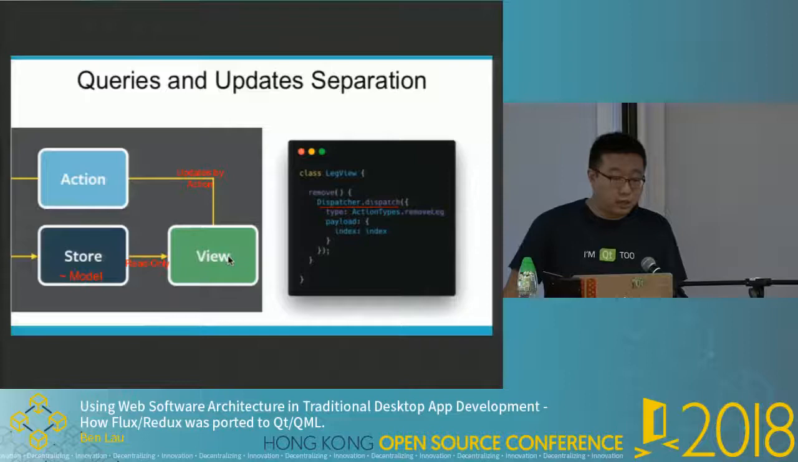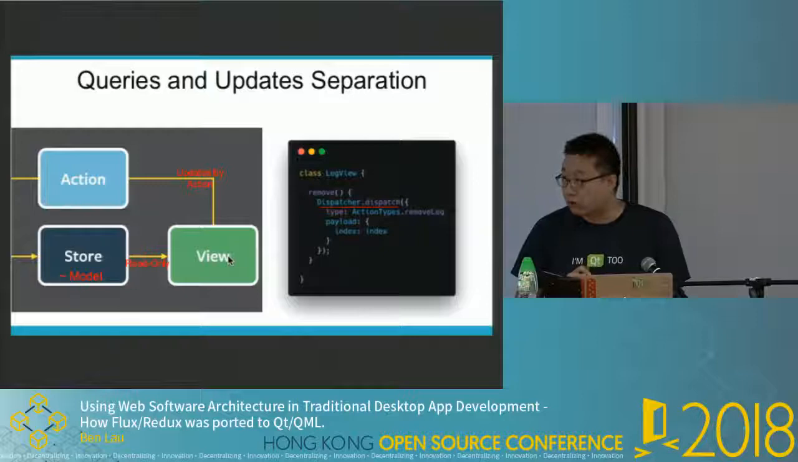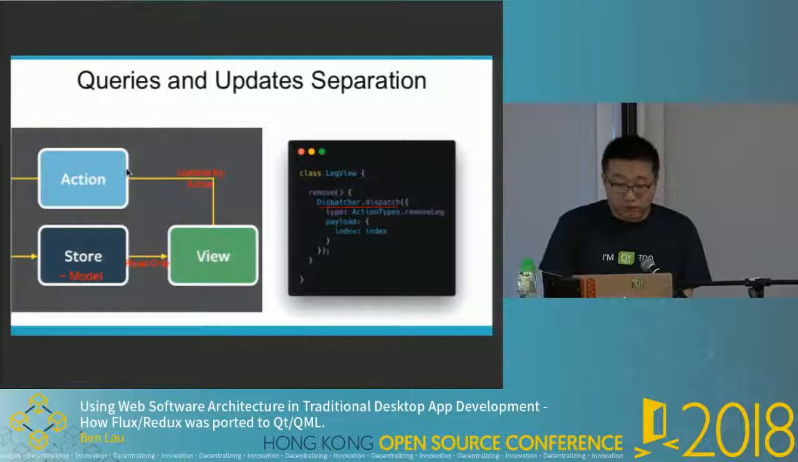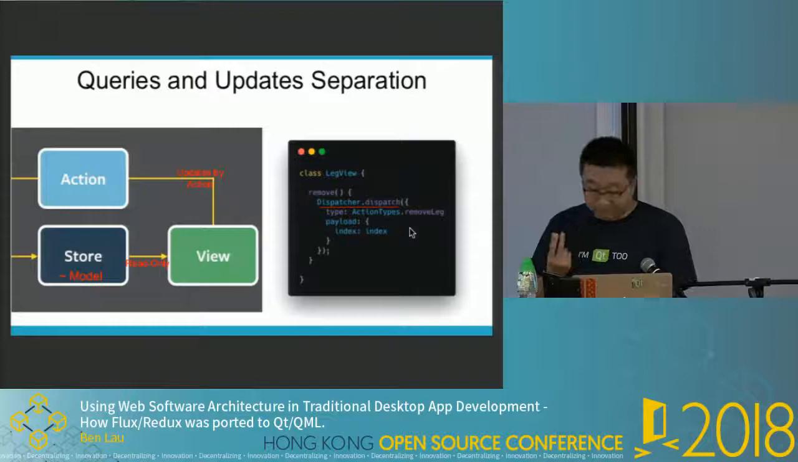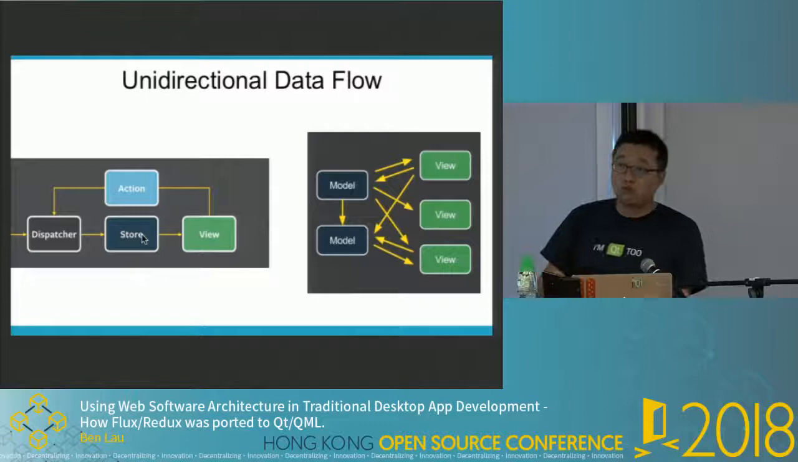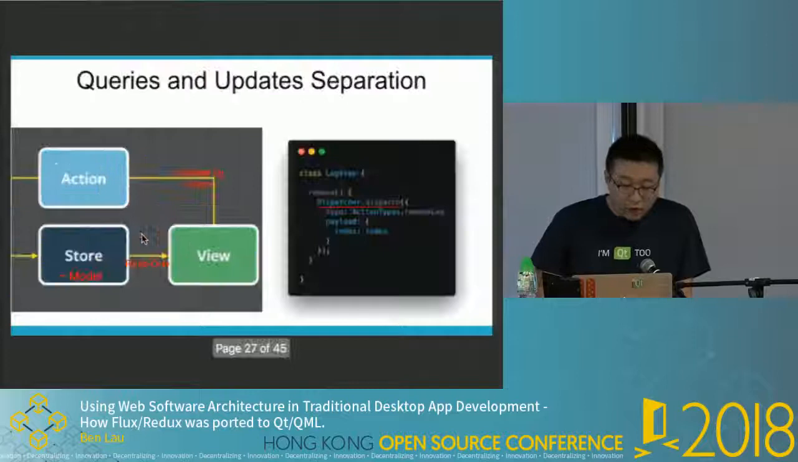First of all, it is read-only from the view. In traditional MVVM or MVC, the model could be updated by the view directly, but in the Flux framework, it's not allowed. What you could do is send an action. The action is in fact a message telling what I want to do, more like a command, the command in CQRS, and it is sent through the dispatcher. And then the dispatcher will tell the store, hey, somebody wants to update you. So therefore, the query and update are separated.